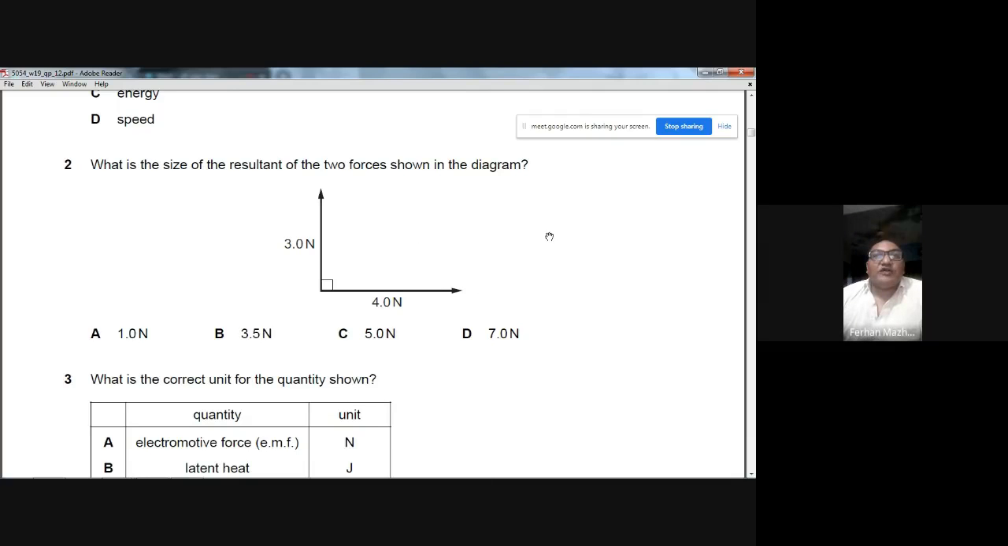You can apply Pythagoras. 3 squared plus 4 squared equals 25. We take its square root to get the value of the hypotenuse. That will give me 5. It's a famous right angle triangle, 3 4 5. So the answer is choice C, 5 Newton.